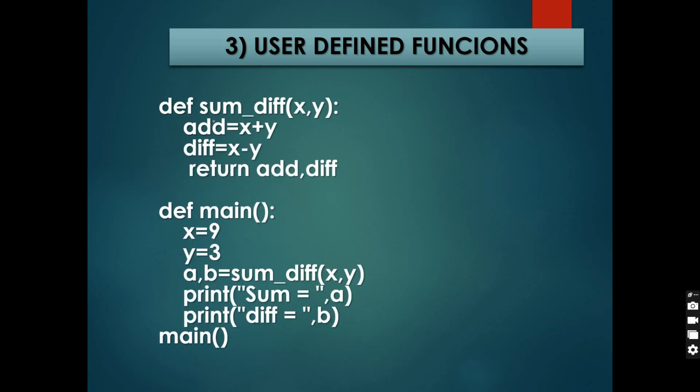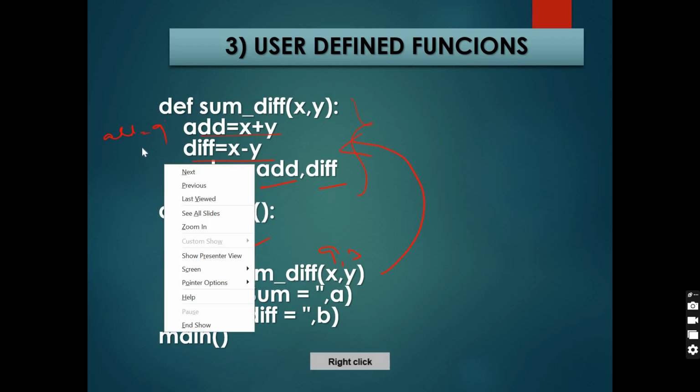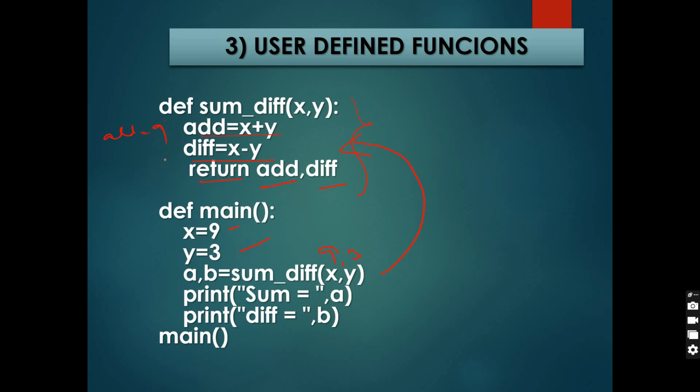So def sum difference. This simple example has been given here. What is the def here? It's a definition. What is the name of the function? Sum difference, and what are the parameters? x comma y. So we are going to add x and y, and we are finding the difference of x and y. What is it going to return? The addition and the difference. So we are going to return the addition of the two numbers and the difference of the two numbers here. Here we are passing 9 and 3. Whenever 9 and 3 are passed, this function is called. So it is going to add 9 and 3, so it becomes the sum, and the difference. Here it is going to print 12 and here it is going to print 6.